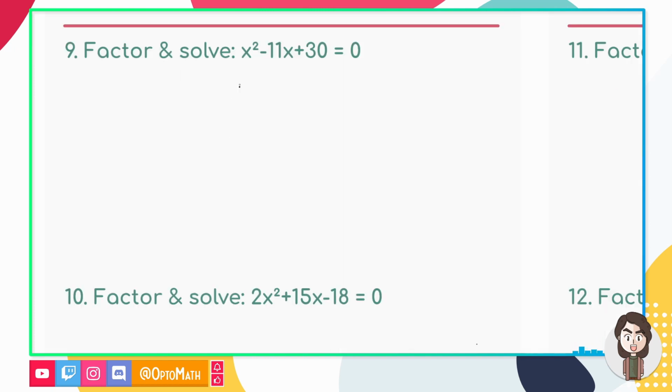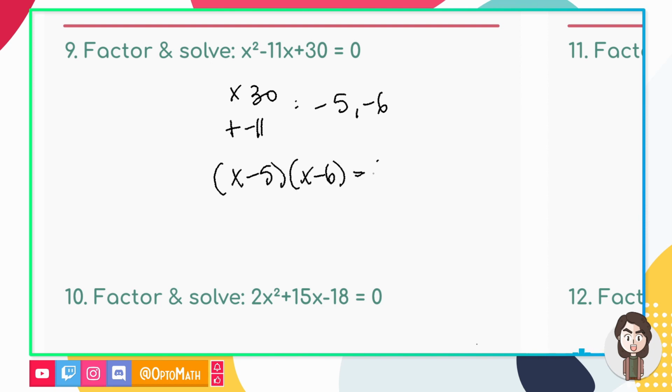Number 9, a equals 1. This is a simple finding factors of c that add to b. So factors of 30 that add to negative 11, that's going to be negative 5 and negative 6. So to factor, x minus 5 and x minus 6, that equals 0. So x will equal positive 5 and positive 6 if you set both of those factors equal to 0.